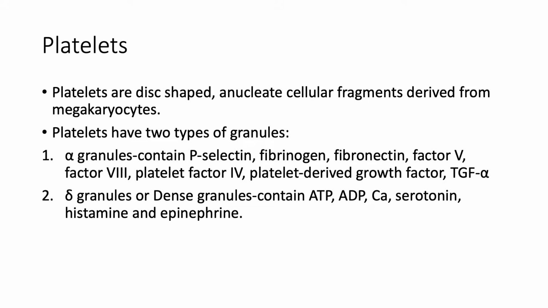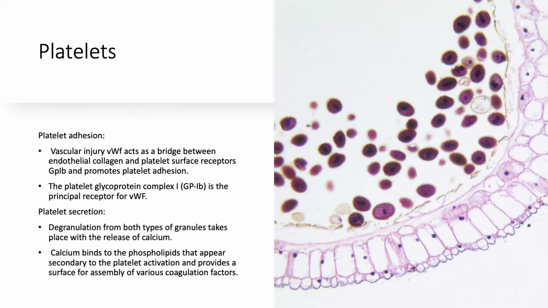So these are the various things in a single platelet which come in different sequences to help the blood to clot. How it starts: platelet adhesion is the first important step. With vascular injury, the von Willebrand factor acts as a bridge between the endothelial collagen and platelet surface receptors and produces platelet adhesion. The platelet glycoprotein complex is the principal receptor for von Willebrand's factor.